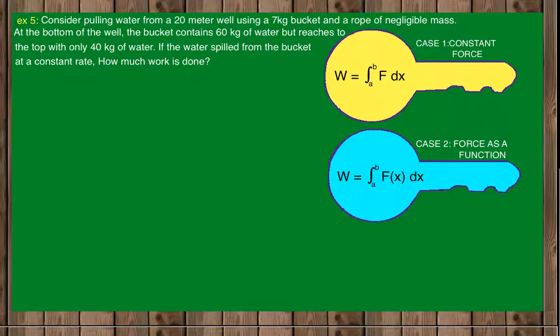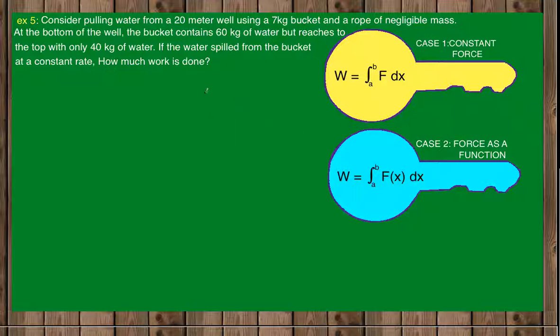Example 5. Consider pulling water from a 20-meter well using a 7 kilogram bucket and a rope of negligible mass. At the bottom of the well, the bucket contains 60 kilograms of water but reaches the top with only 40 kilograms of water. If the water spilled from the bucket at a constant rate, how much work is done?